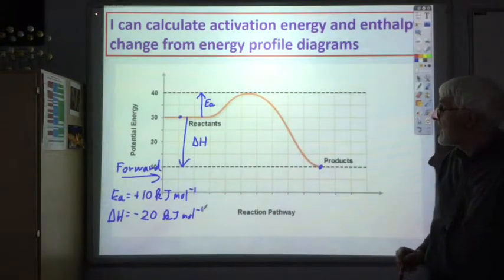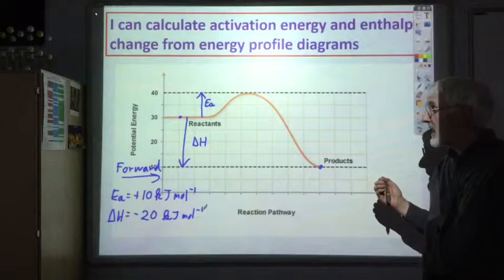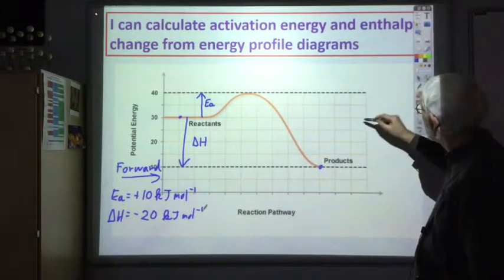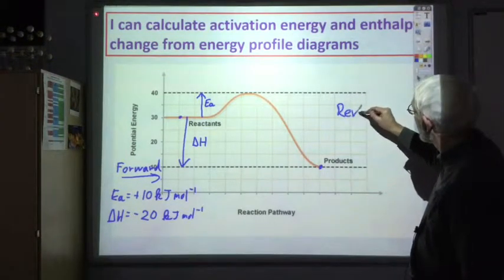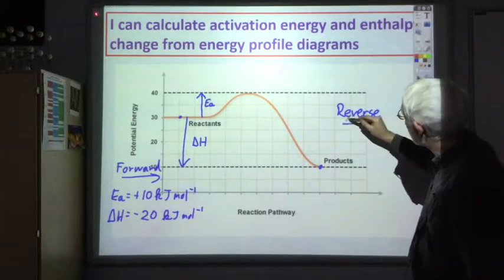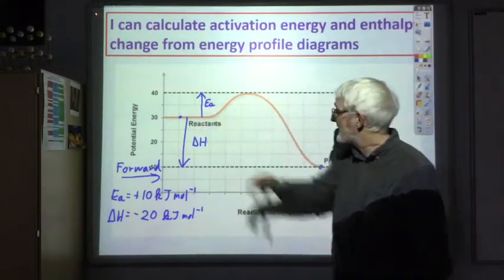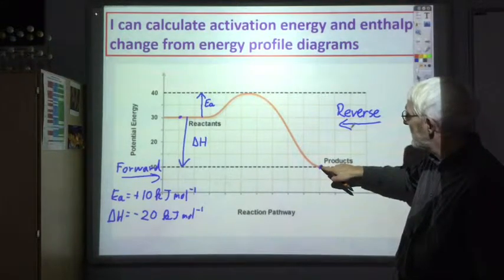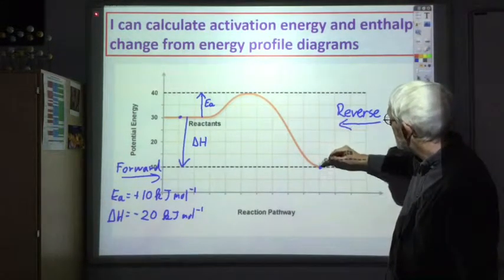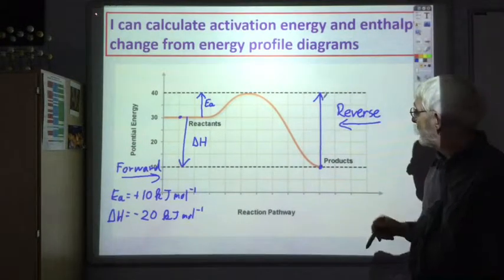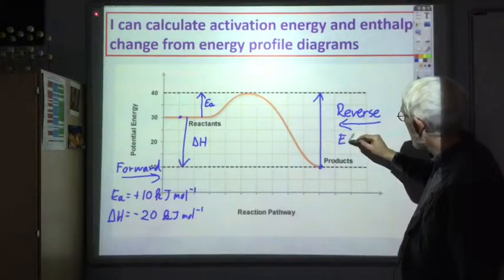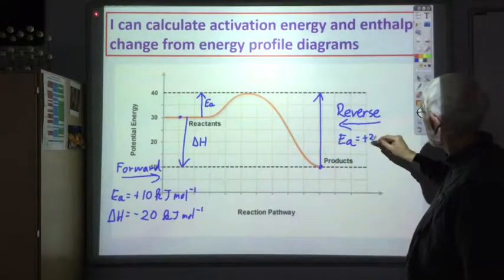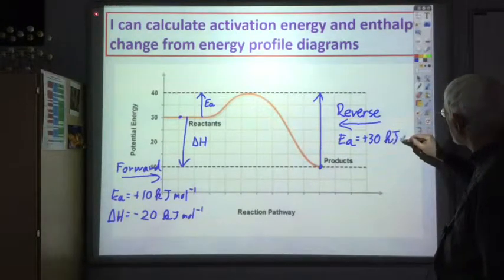Okay. We can also work out the activation energy and the enthalpy change for the reverse reaction. So the reverse reaction would be going in that direction, going from the products to the reactants, in which case the activation energy, well, we're starting here, the highest point is there, so that's the activation energy for the reverse reaction, which would be going from 10 to 40, so it's plus 30 kilojoules per mole.